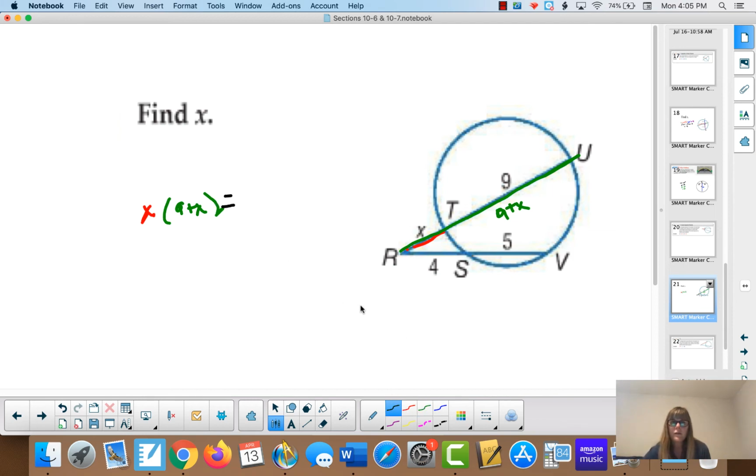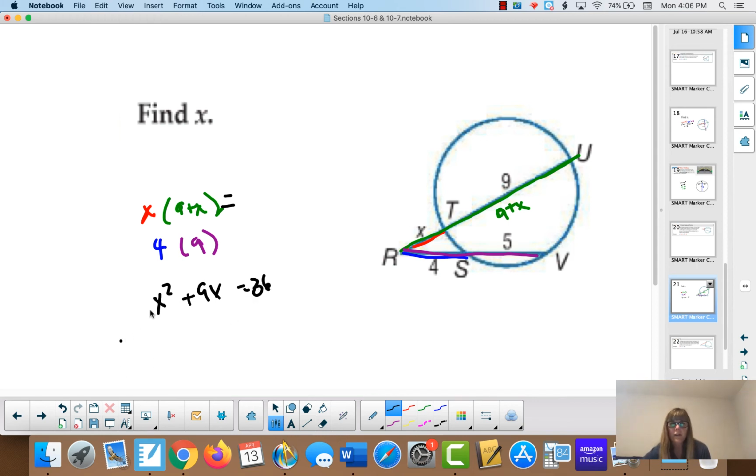I want to do the same thing for this piece here. So the outside part is 4, and the whole is 4 plus 5, or 9. So when I distribute, I get x squared plus 9x equals 36.